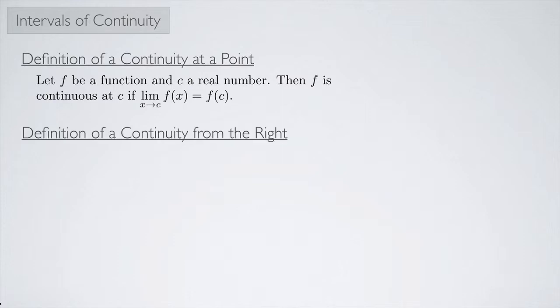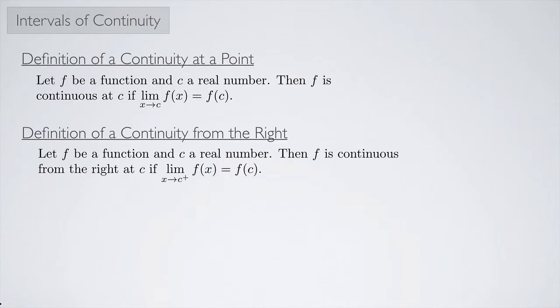We can also define continuity from the right and from the left. So if f is a function and c is a real number, then we say f is continuous from the right at c if the limit as x approaches c from the right of f of x equals f of c. Remember that little superscript plus sign means that we're coming from the right.